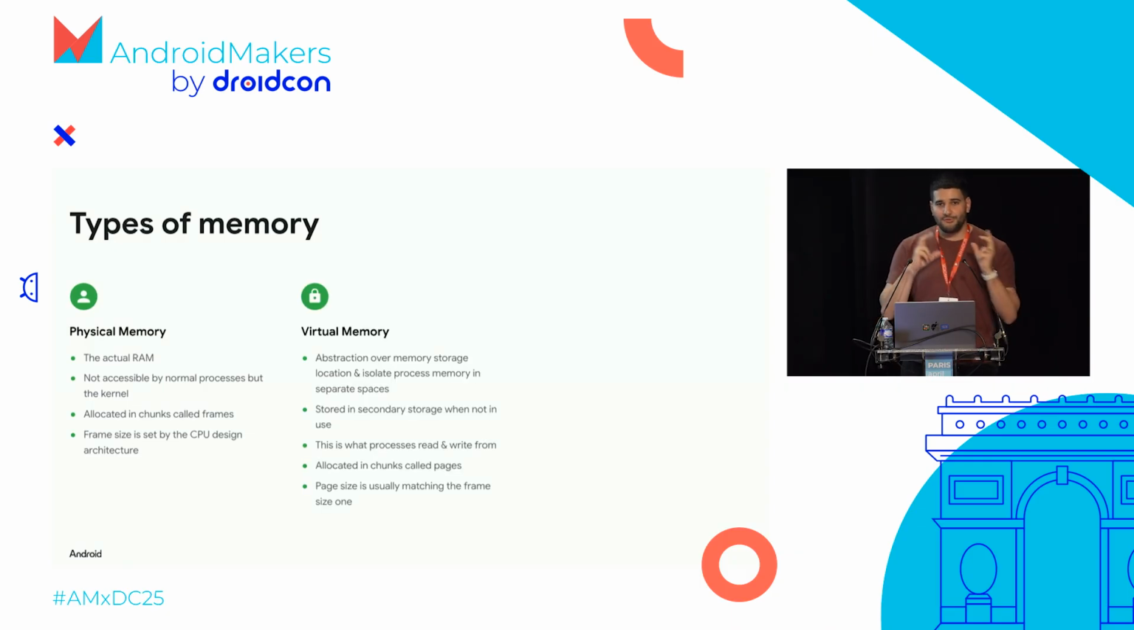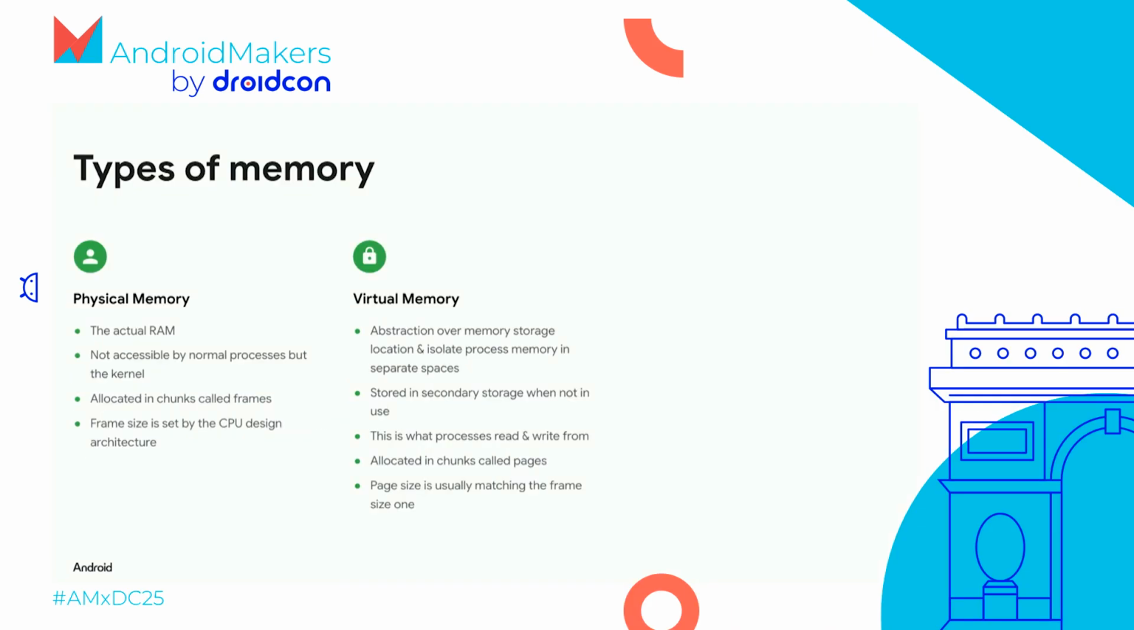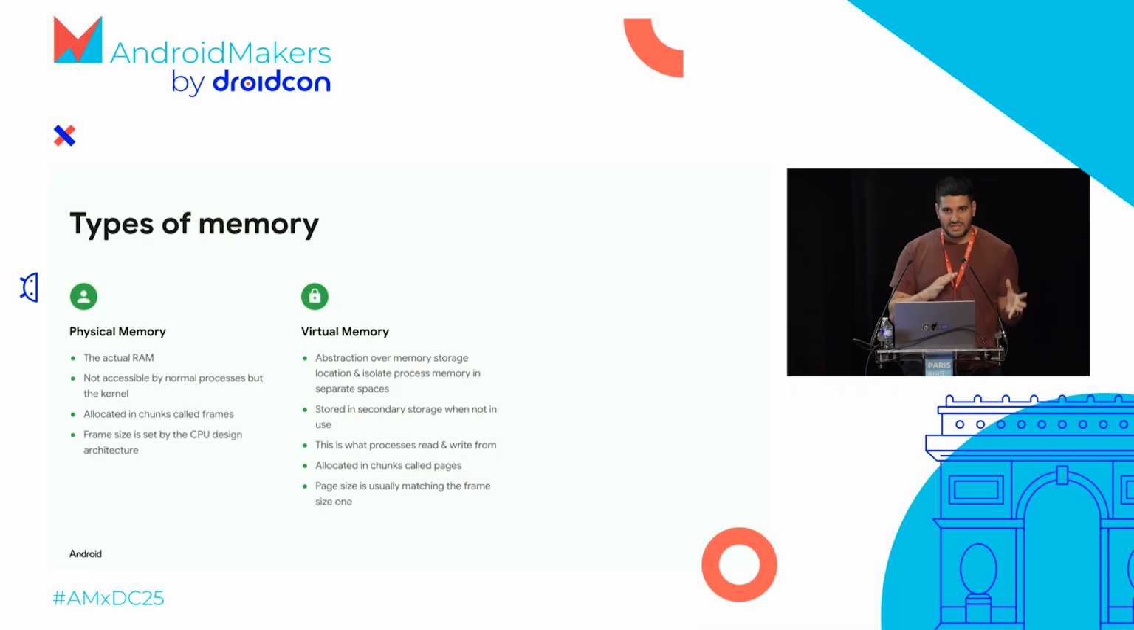So after that, we have virtual memory, which is the thing that your processes, your apps actually access. It's kind of an abstraction over physical memory. And the way you have to understand it, it doesn't mean all the memory written there is directly on RAM. You may have seen that on Linux.